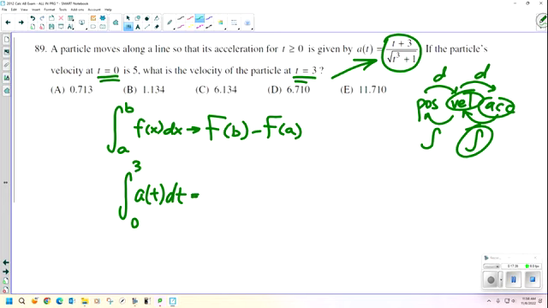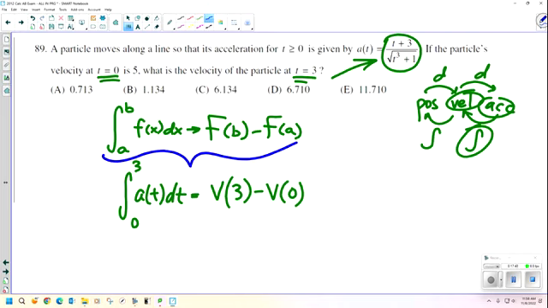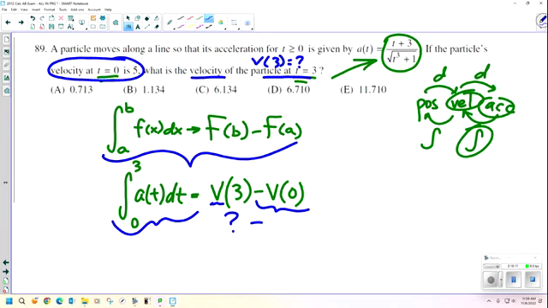Remember, the original equation, going back one, would give me velocity. I should put velocity at 3 minus velocity at 0. These should be equal based on what we have right here. So what are they asking us to find? The velocity at 3. I need to find v of 3, which means I should be able to put this in a calculator, but I should also have v of 0, which I do. The velocity at time 0 is 5.